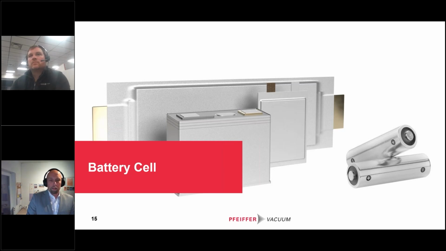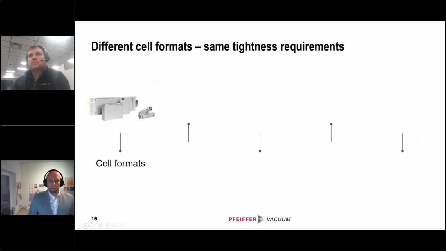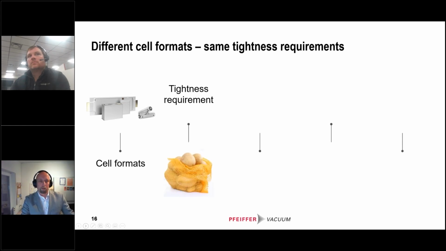You already have seen here the different formats which we can test for, let it be cylindrical, prismatic, or the pouch cell. Here we can differentiate between more or less a rigid cell format and the soft cell format in case of the pouch cells. But all of these more or less have the same tightness requirement. We always want to prevent that anything enters the interior of the battery pack, because then some reactions between the chemicals inside the battery and the ingressing gas can occur. One potential outcome I will cover in a second on the next slides.